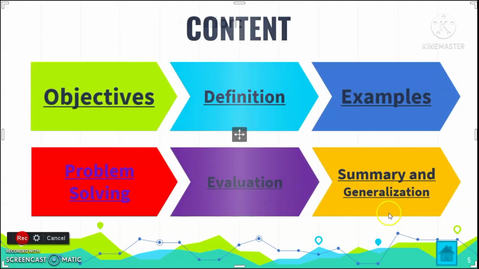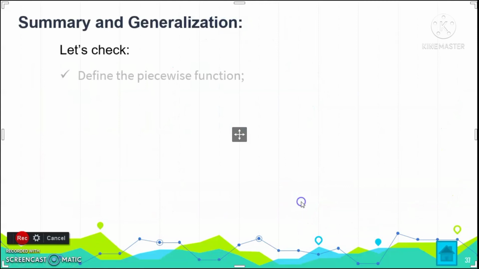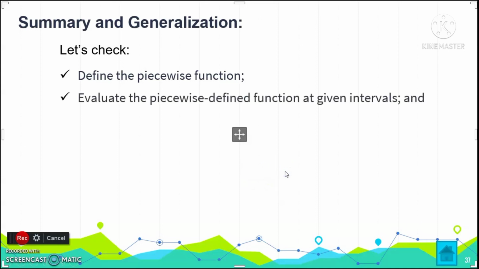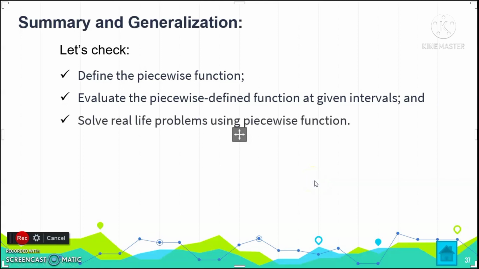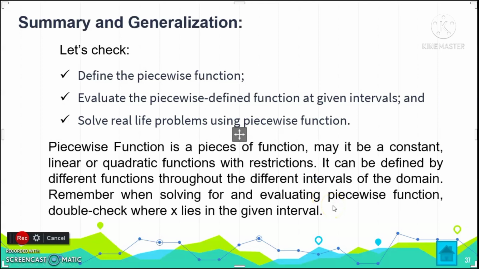Next, summary and generalization. Let's check whether our objectives are attained. Define the piecewise function, yes. Evaluate the piecewise defined function at given intervals, yes. And solve real-life problems using piecewise function, yes. Piecewise function is a pieces of function, may it be constant, linear, or quadratic function with restrictions. It can be defined by different functions throughout the different intervals of the domain. Remember, when solving for and evaluating piecewise function, double-check where x lies in the given interval.